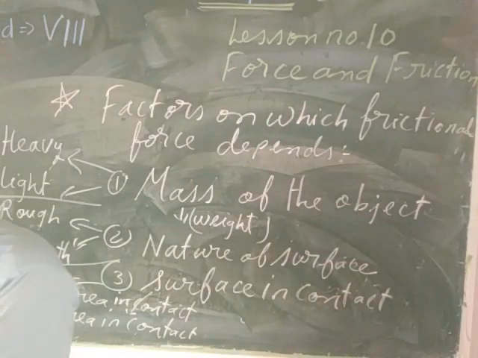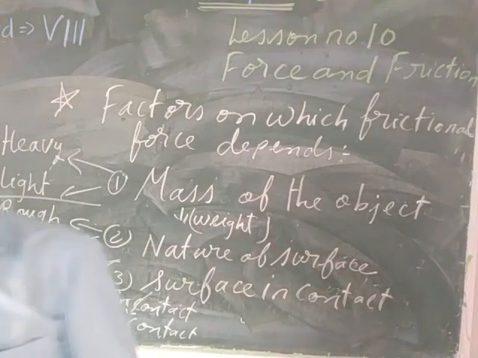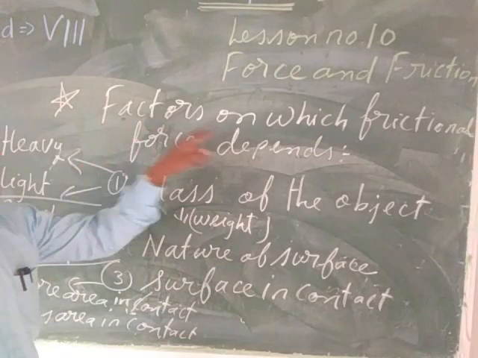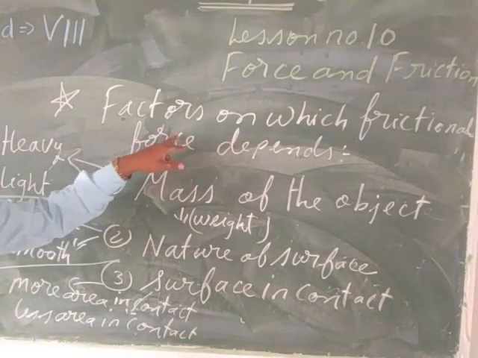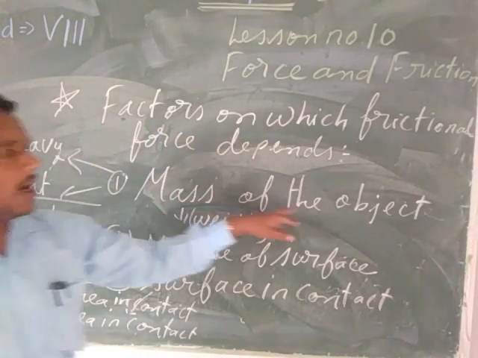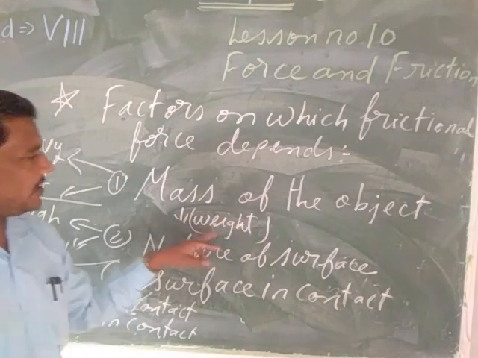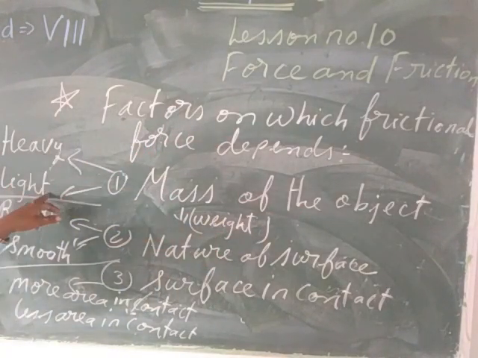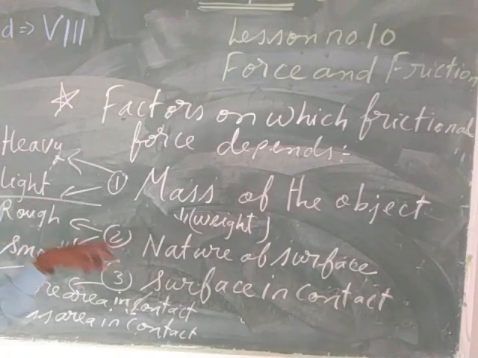So these are the factors on which the frictional force depends. The frictional force depends upon the mass of the object. Here, mass means the weight. Suppose the object is heavy, more frictional force will act. Suppose the object is light in weight, less frictional force will act.